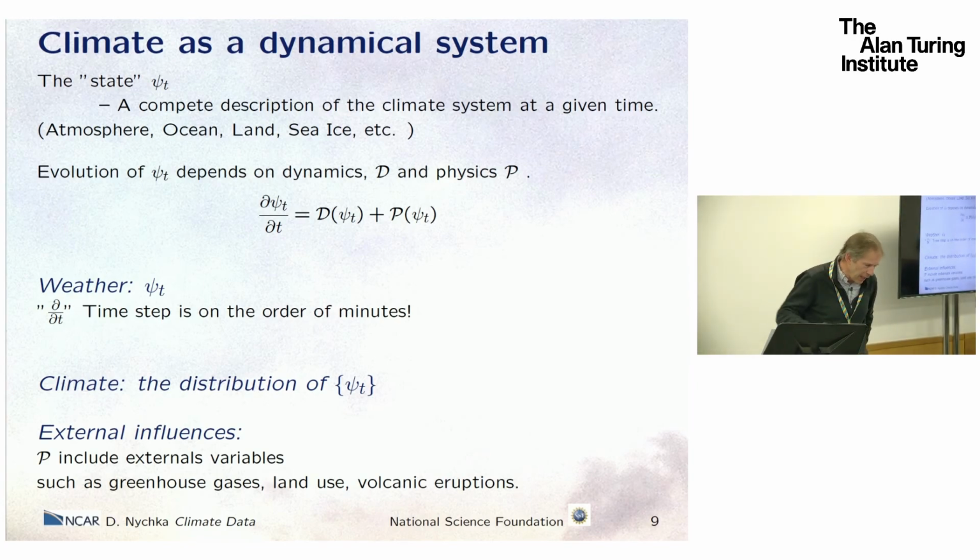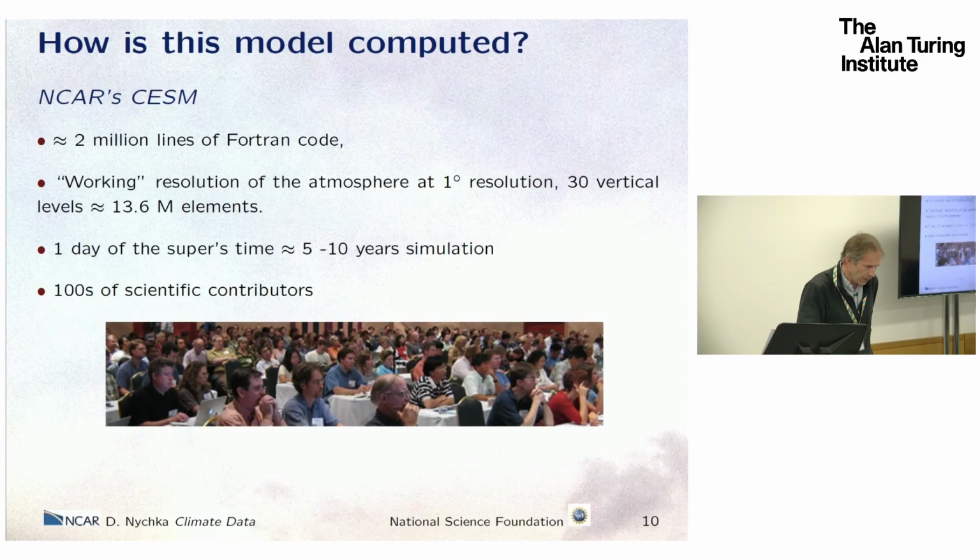The key here, and one of the reasons why climate models are interesting, is that in the physics part, we can introduce external variables, for example, increasing greenhouse gases, changes in land use, like conversion of cropland to forest, forest to cropland, and also volcanic eruptions. And so these will also perturb the system, and we can see what happens.